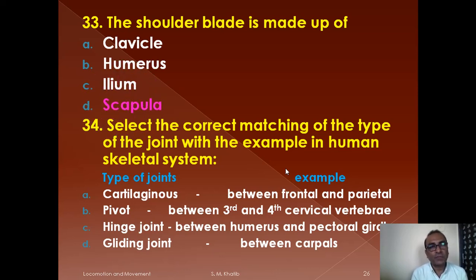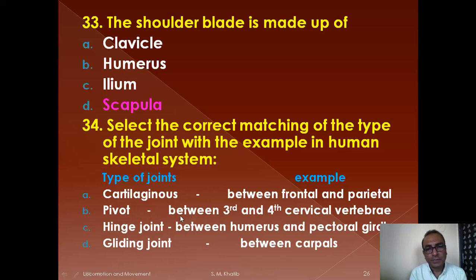Then question number 34. Select the correct matching of the types of the joint with the example in human skeletal system. On one side types of the joints are given, and on another side the examples are given. So you have to choose the correct matching. A, here we have cartilaginous between frontal and parietal, that is the bones of the cranium. No, there we have the fibrous joint.